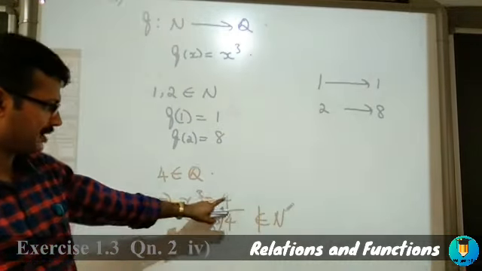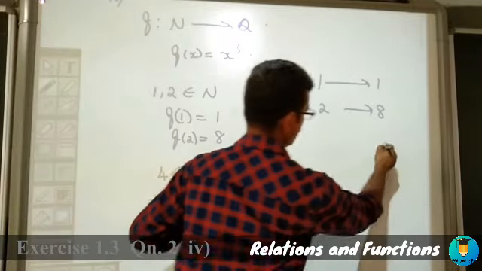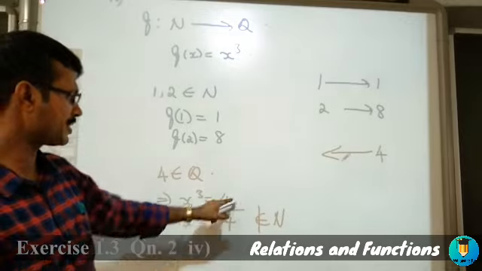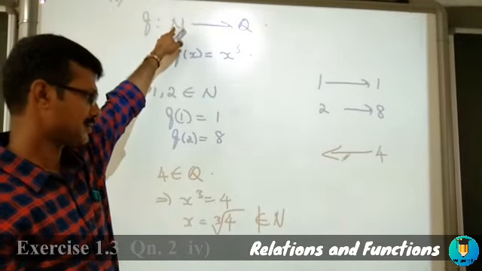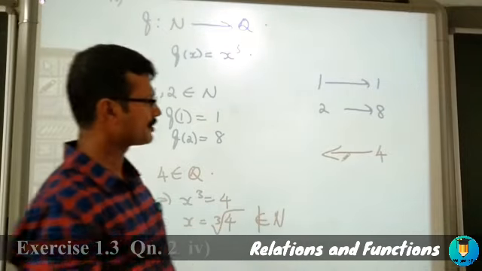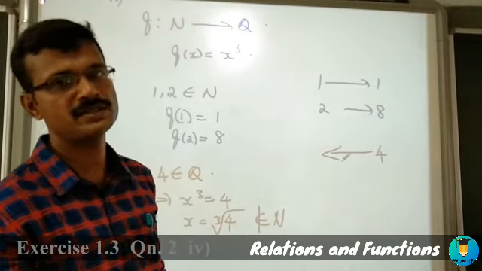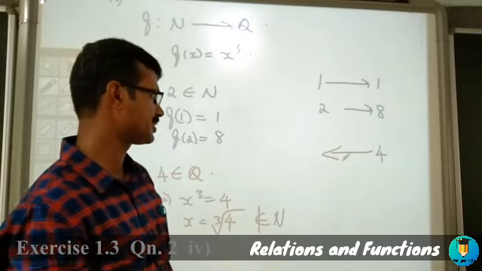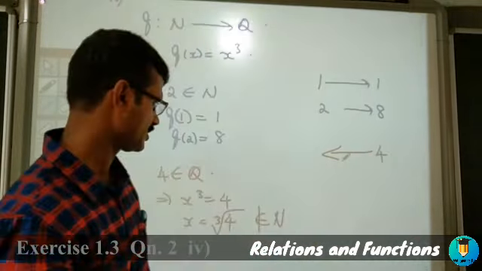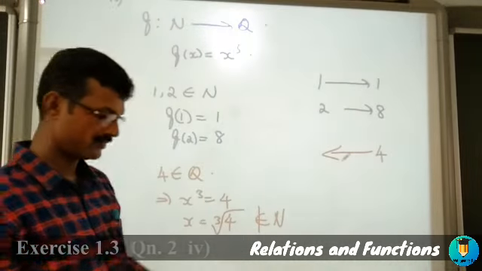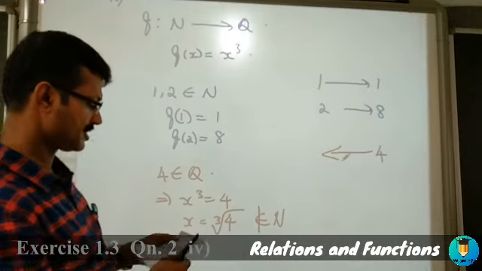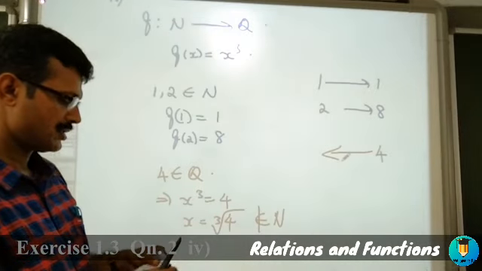So that means the element 4 does not have any pre-image. This pre-image should be a natural number, but it is not. Therefore we can say that this function is not surjective, because at least one element, 4, does not have a pre-image. So it is not surjective. This was question number 2, fourth part.